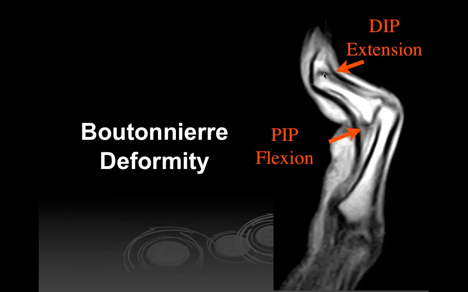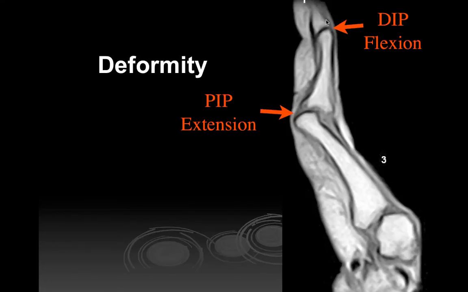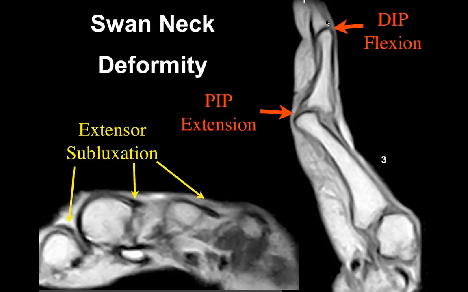Now, other things that you can see with MR, you can see flexion of the proximal interphalangeal joint, extension of the distal interphalangeal joint. Anybody know the name for this? Okay, boutonniere deformity. Very good. You can also see the opposite. Extension proximally, flexion distally, and these are fixed deformities. You know what? Swan neck, and that's a swan neck deformity.